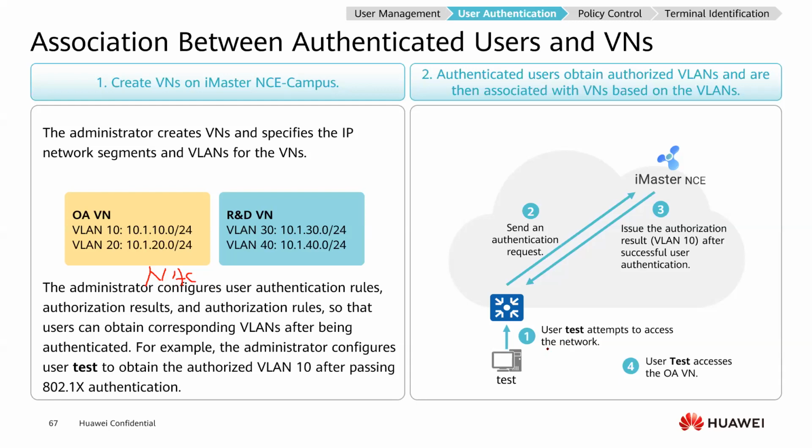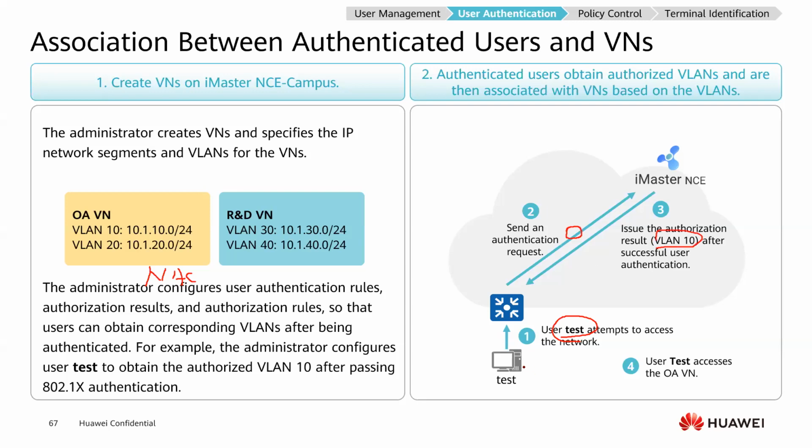And when the user uses the user account of test to enter the network, it will send an authentication request to the access devices, and the access devices send it to the controller. And when the controller receives it, it will verify the authentication information, and then will send the authorization result with the security group and with the VLAN.